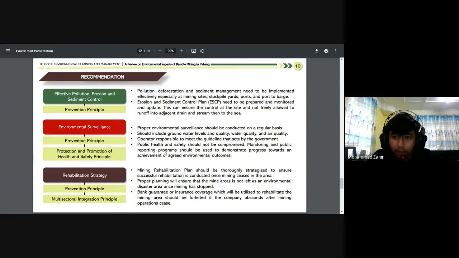A bank guarantee or insurance coverage will be utilized to rehabilitate the mining area and should be forfeited if the company absconds after mining operations cease. So the guiding principles for this recommendation are the prevention principle and the multi-sectoral integration principle.